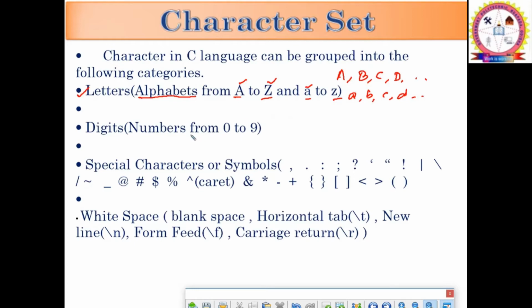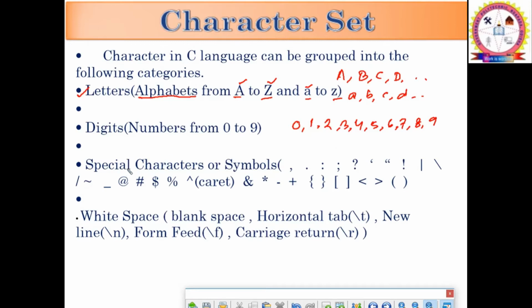Then the next type of characters is digits, or we can say numbers. These are the numbers from 0 to 9. So digit means 0, 1, 2, 3, 4, 5, 6, 7, 8, 9.